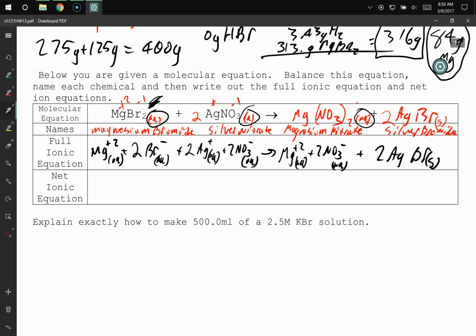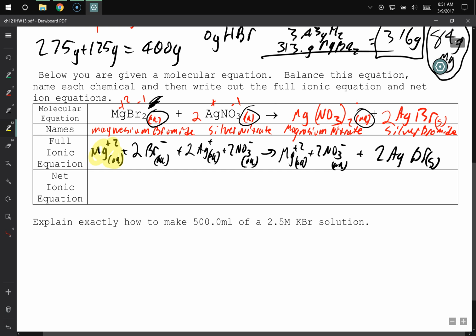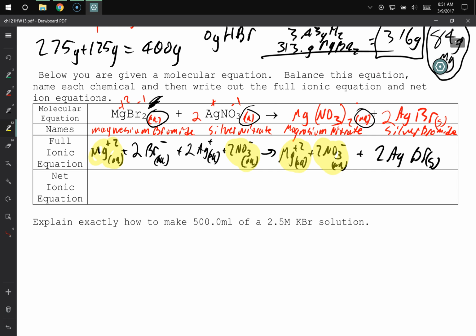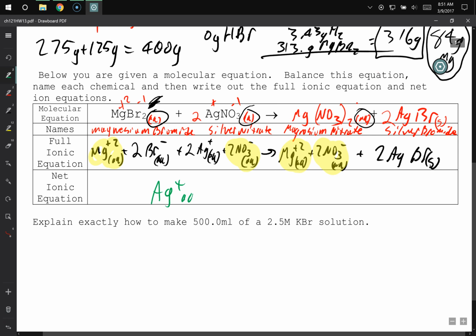So the difference between the full ionic and the net ionic is what? The spectator ion. So this magnesium right here with the charge on it looks exactly like this magnesium right here. So that means that magnesium is a spectator ion. And this nitrate looks exactly like this nitrate right here. So that is also a spectator ion. So what I do is I write everything that I didn't highlight. And so the chemical reaction was a silver that's aqueous plus a bromine that's aqueous makes silver bromide that's a solid.